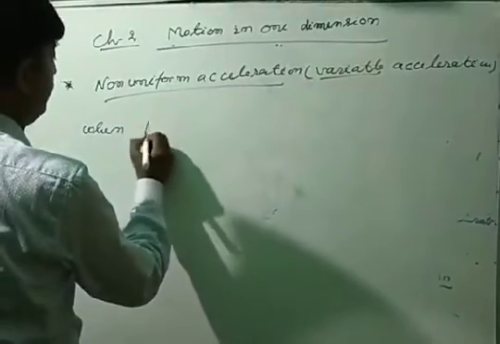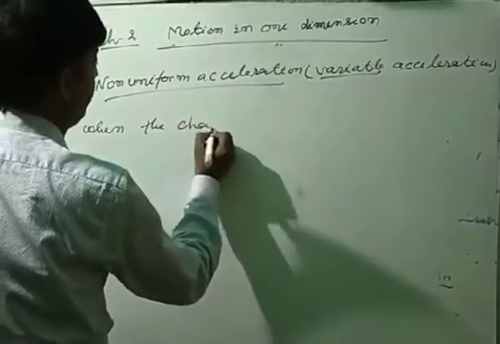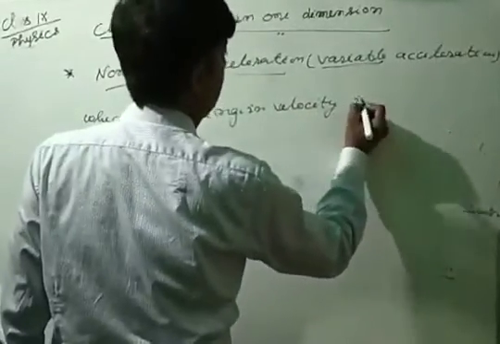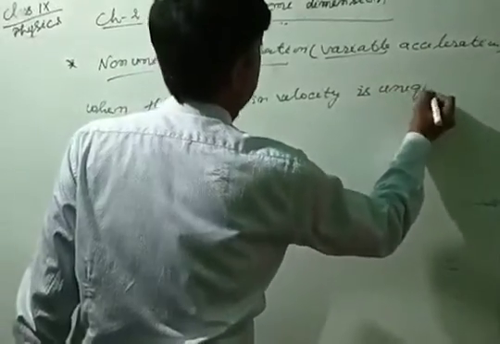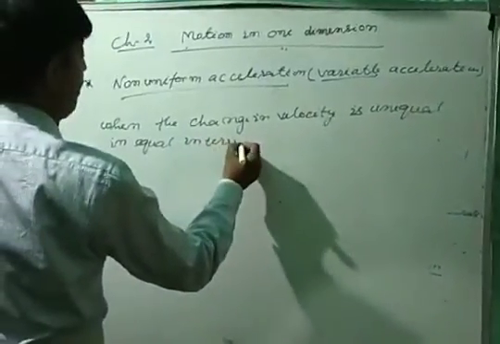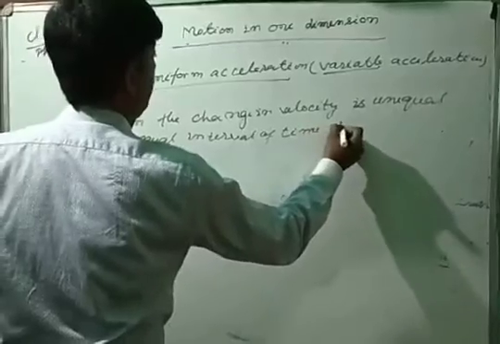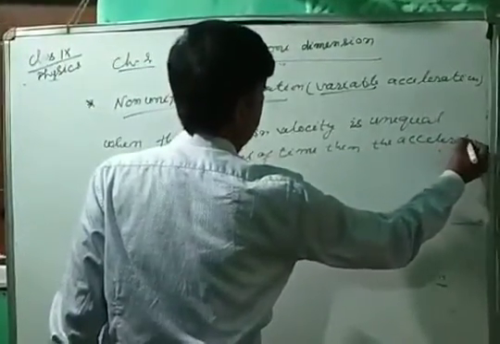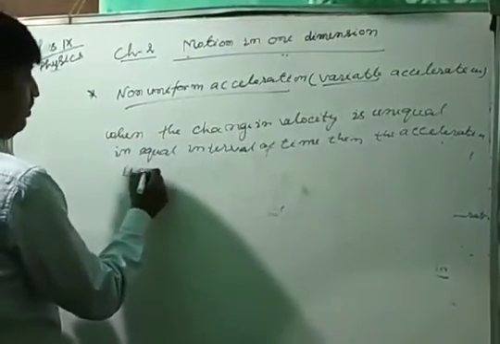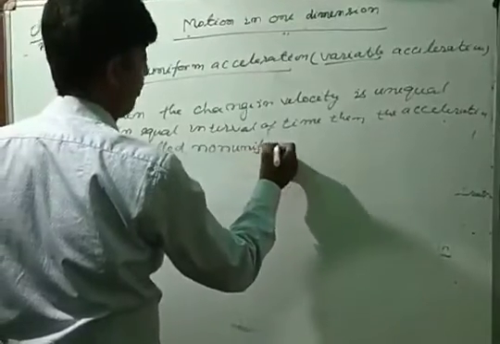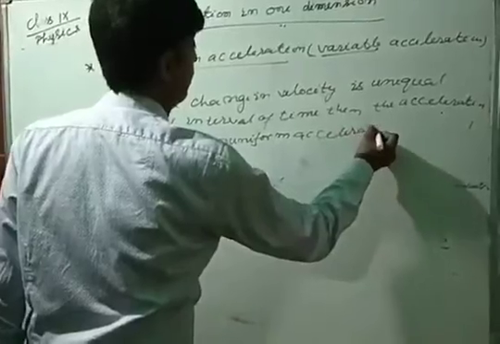So when the change in velocity of a body is unequal in equal intervals of time, then the acceleration is called non-uniform acceleration or variable acceleration. Here we can give an example.